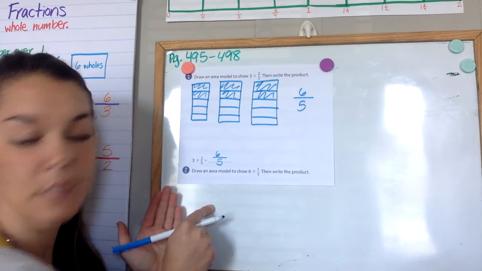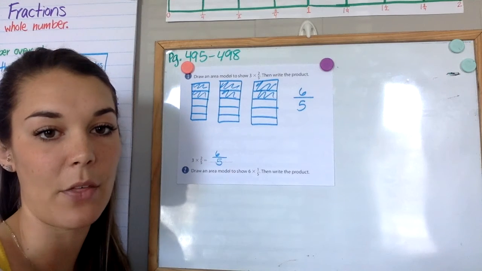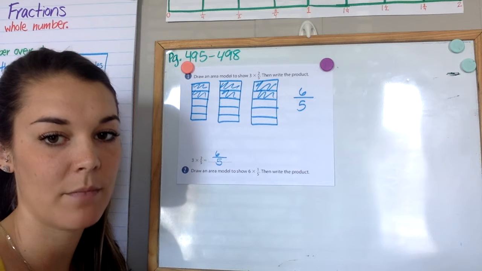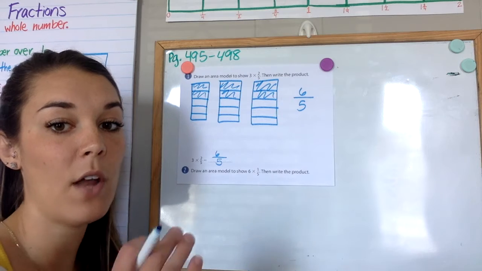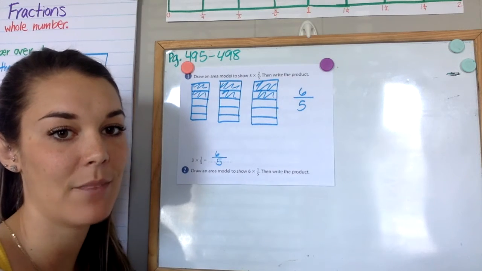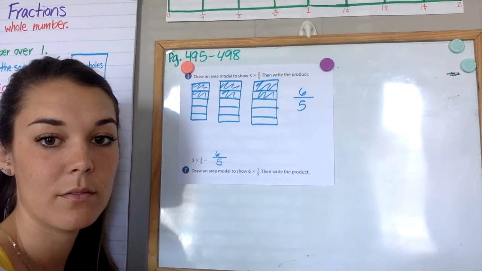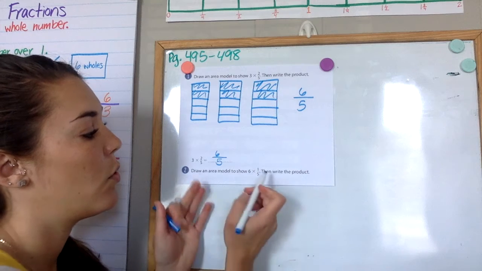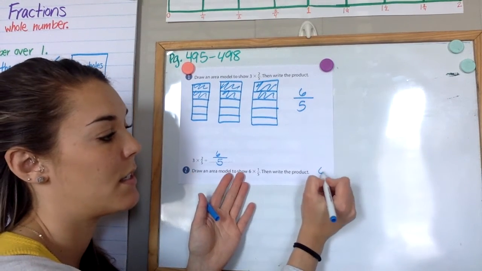This one, number 2. Draw an area model to show 6 times 1/5. For time's sake, I'm not going to make you draw this whole thing out, okay? Because what you would have to do is draw 1/5 6 times, right? So you'd have to draw 6 of these and shade in 1, okay? Let's just solve this one mathematically. So we're going to do 6 times 1, which is 6.